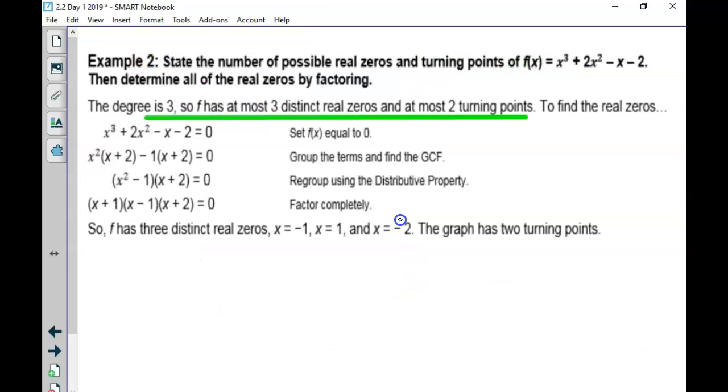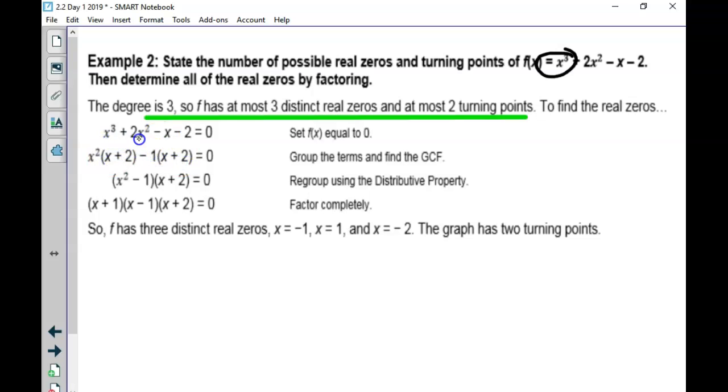All right, so this is an example that you have, I think. It says state the number of possible real zeros. Okay, what degree is this, guys? Degree 3, so the maximum number of zeros would be 3. What would the maximum number of turning points be? 2. Then determine all the real zeros by factoring. Okay, this was a factor by grouping.